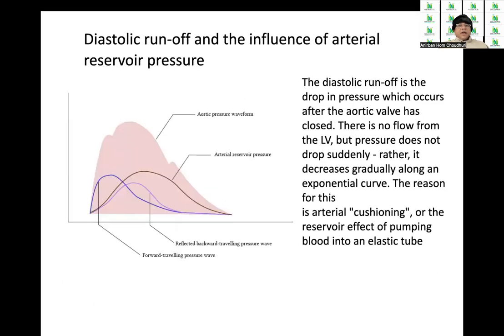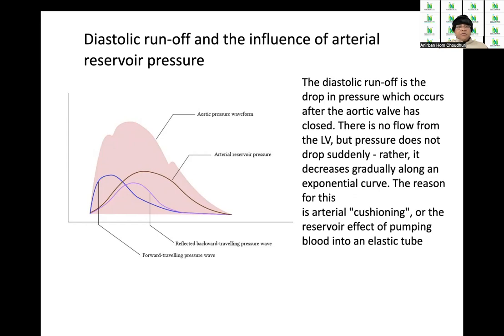Then the diastolic runoff and the influence of arterial reservoir pressure. The diastolic runoff is the drop in pressure which occurs after the aortic valve has closed. So there is no flow from the left ventricle, but pressure does not stop suddenly; it decreases gradually along an exponential curve. The reason for this is an effect known as arterial cushioning, or the reservoir effect of pumping blood into an elastic tube. Some of the blood which is already there, held in the vessels, keeps coming and filling up. So it is not that there is a sudden fall.